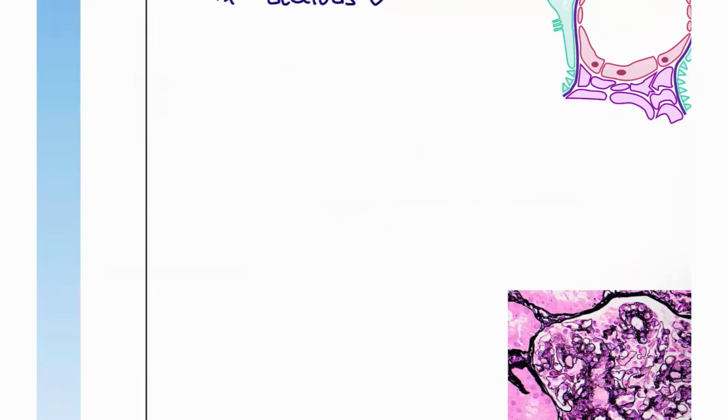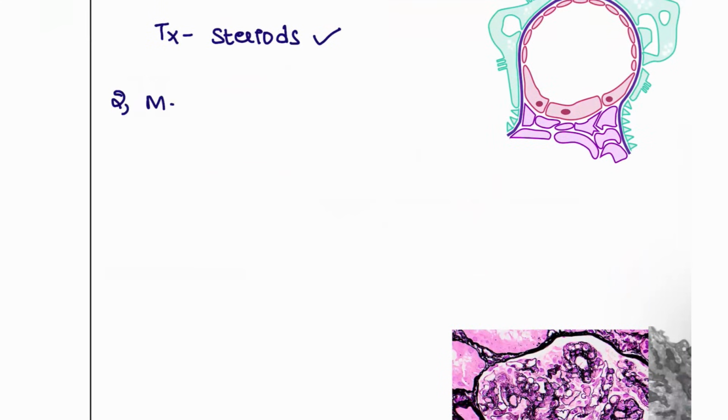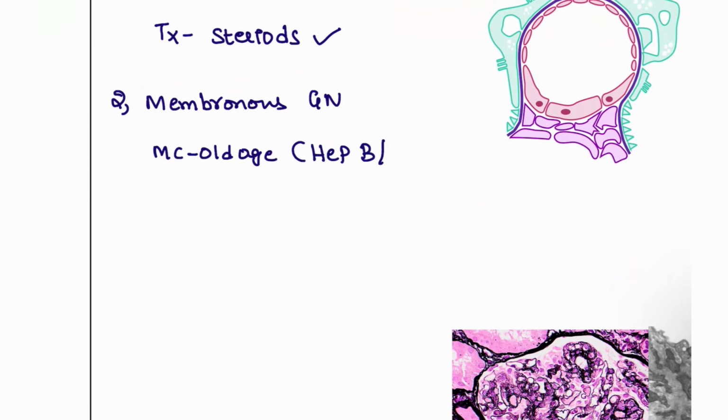Second one is membranous glomerulonephritis. These patients are most commonly in the old age group, associated with other conditions, for example, hepatitis B or C and HIV.